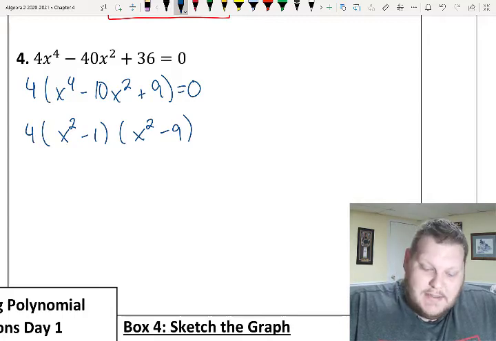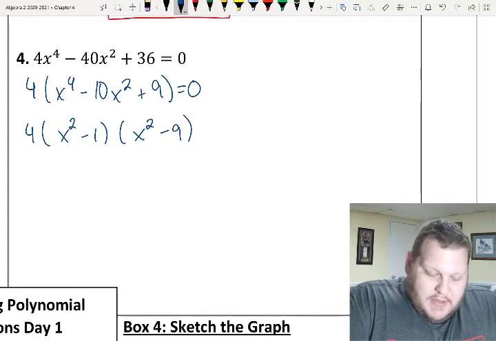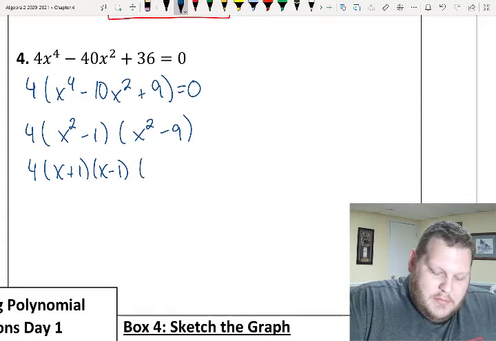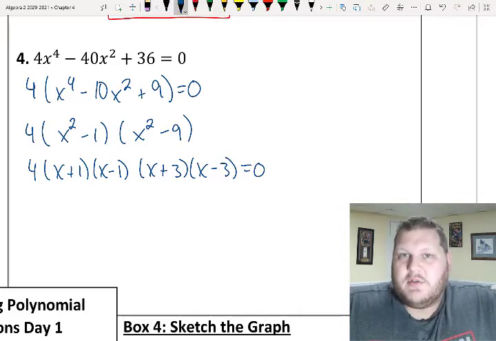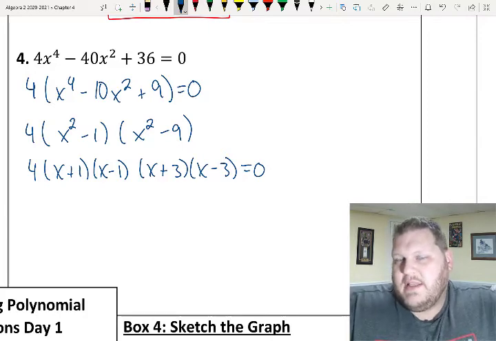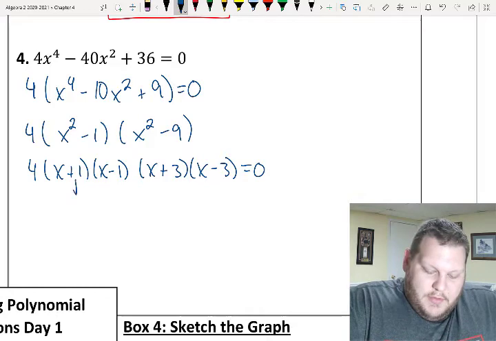And actually in this case, both of those parentheses do factor further. They're both perfect square differences of two squares. So I have 4 times (x plus 1)(x minus 1)(x plus 3)(x minus 3) equals 0. Because again, difference of two squares, if something squared minus another thing squared, it's that plus that, that minus that.